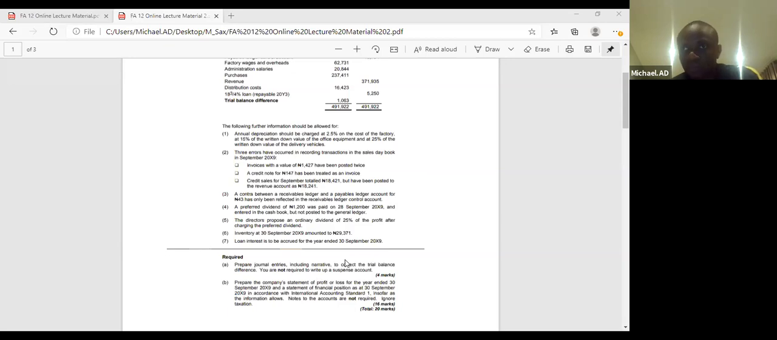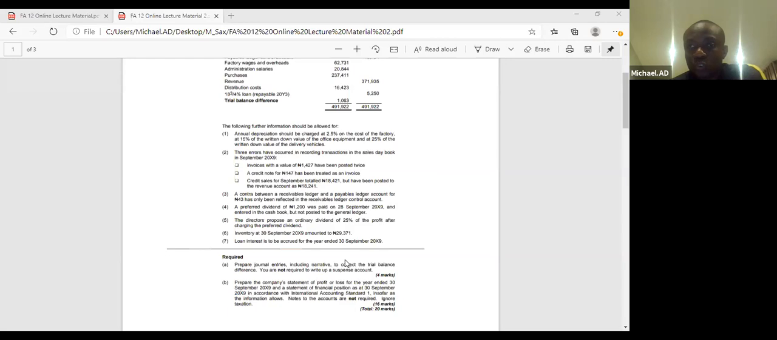These are the corrections that we make that do not even make the trial balance balance in the first place. A preferred dividend of 1,200 was paid on 28 September 20X9 and entered in the cash book but not posted in the general ledger. So they said a dividend of 1,200 was paid and entered in the cash book, but it was forgotten to be posted in the general ledger.